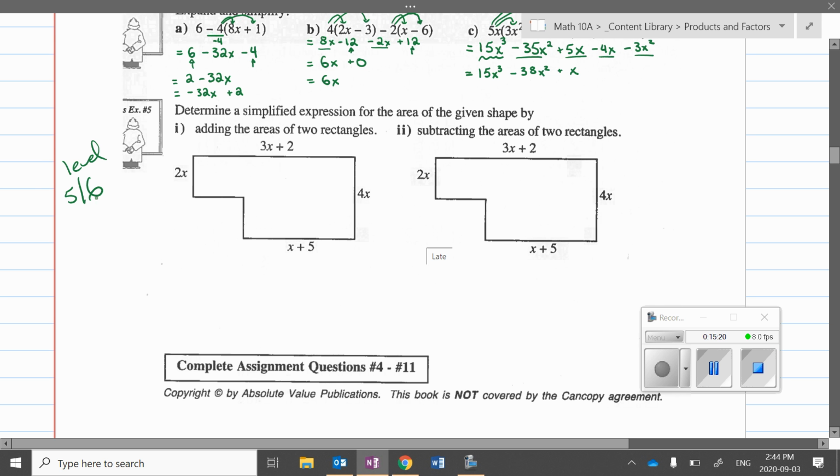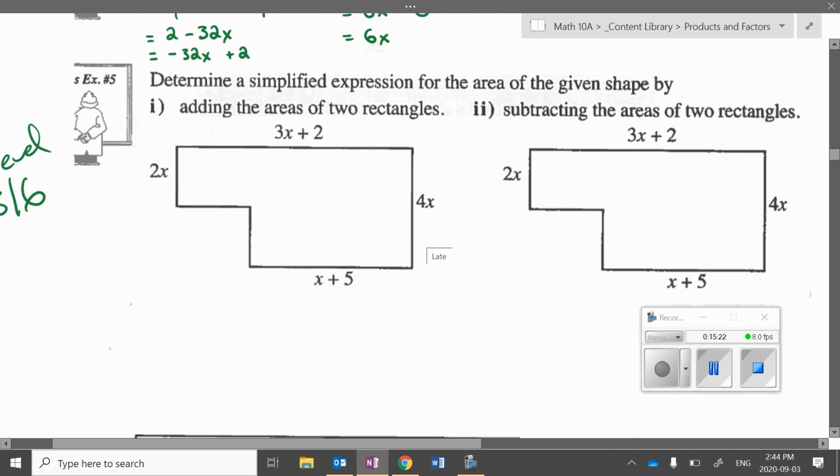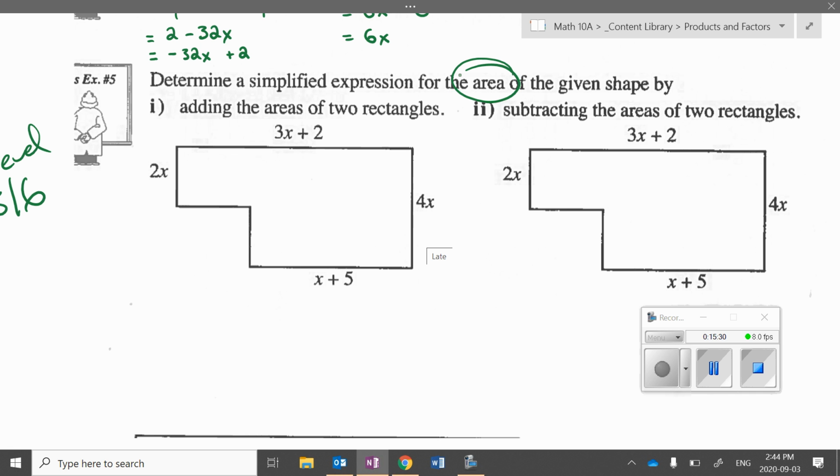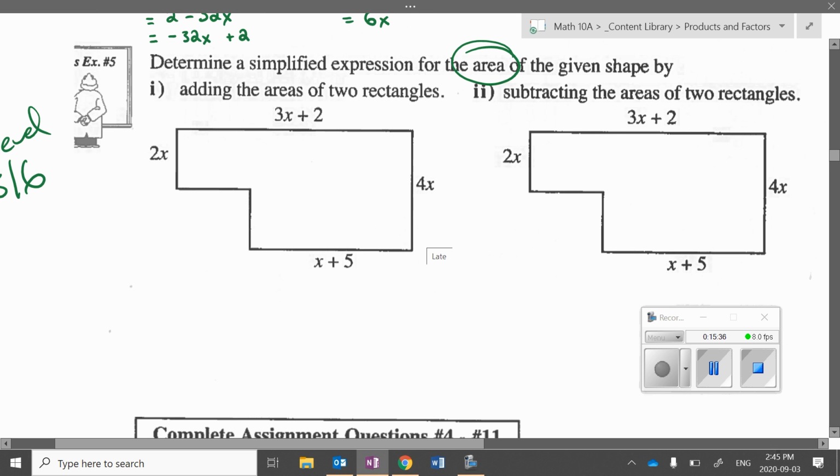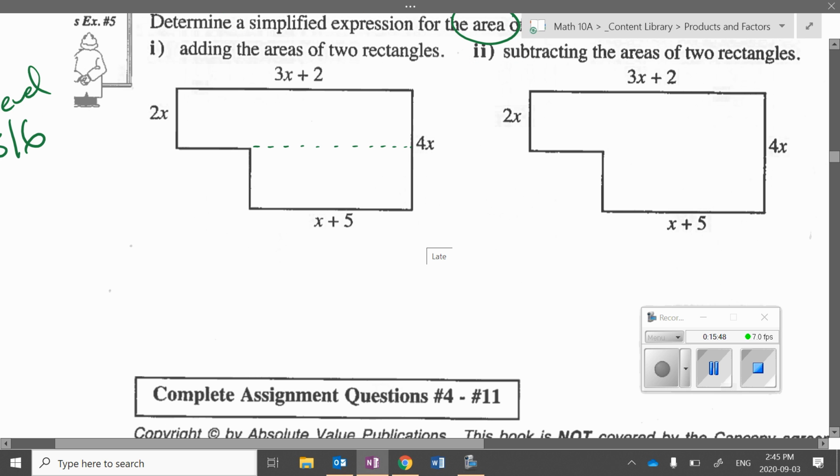Yeah? Okay, so we're going to find the area. We do lots of area when we're talking about multiplying, right? Because area would be like length times width. We're going to solve it 2 different ways. So the first way they want us to do is by adding the areas of 2 rectangles together. So I see 2 rectangles if I split it this way. Do you guys see 2 rectangles then? Cool.